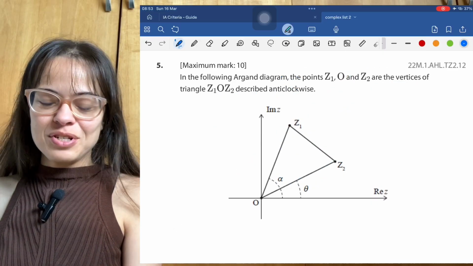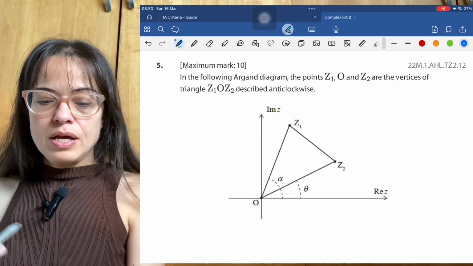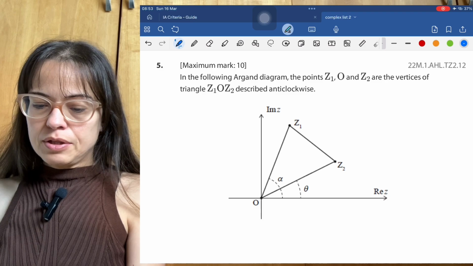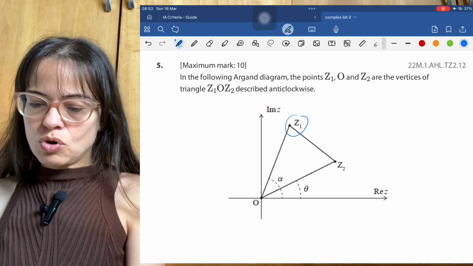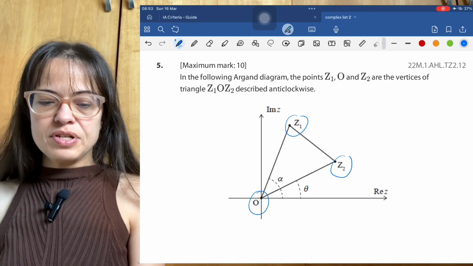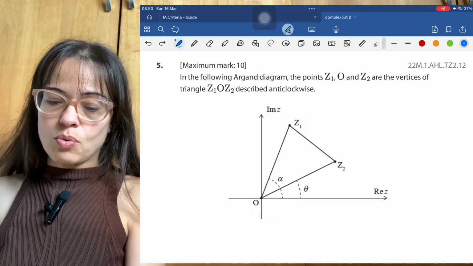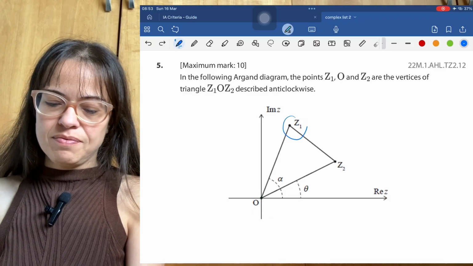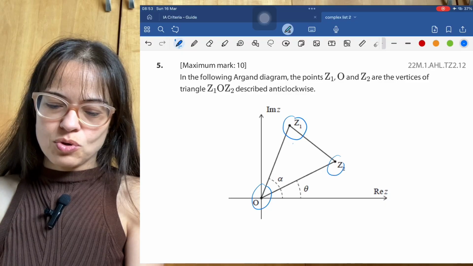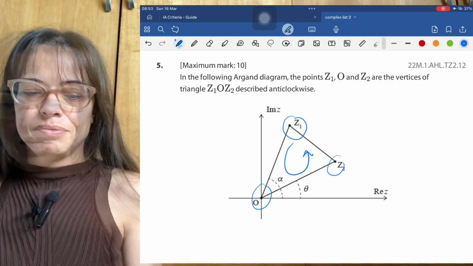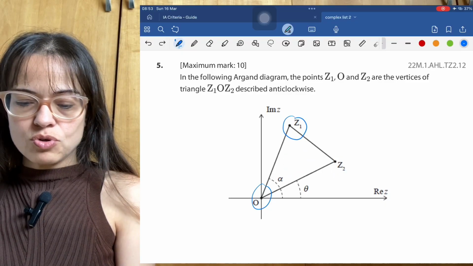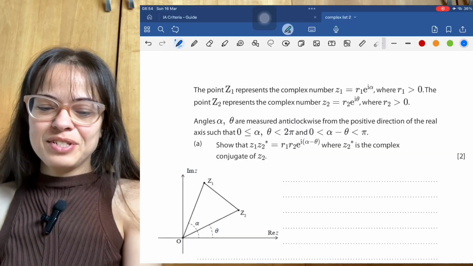Okay, next question. This one comes with a little picture. In the following Argand diagram, the points Z1, O, and Z2 are the vertices of a triangle described anti-clockwise. Well, that's because he went in this direction, so he's describing it anti-clockwise. It's a weird thing to say about a triangle. But anyway, let's continue reading.